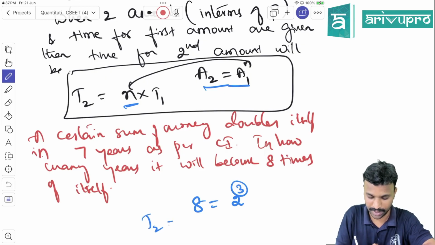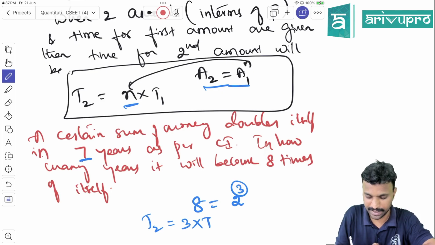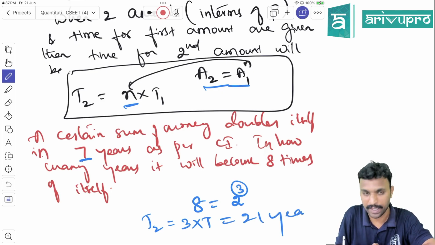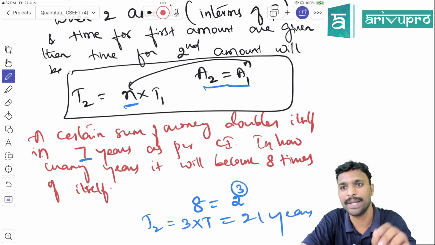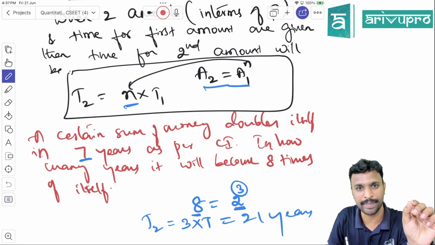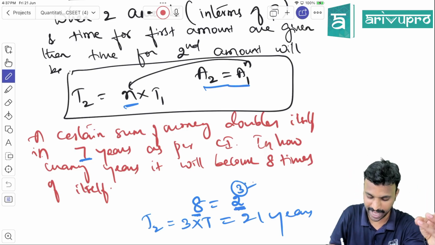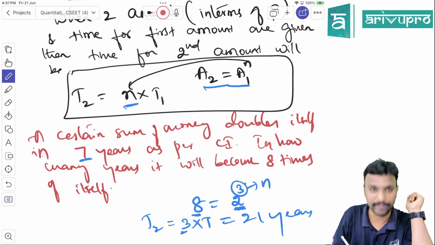Now tell me T2. 3 into, what is T1 given? 7. Answer is 21 years. Understood? Second amount, write A2 is equal to first amount double. Double means 2. 2 power what is 8? 2 power 3 is 8. That is n. That n only you have to use here.